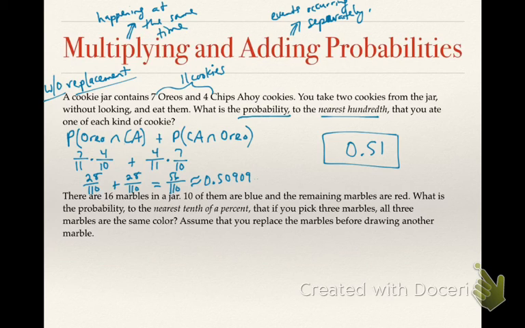Notice it said probability. If it said the percent to the nearest hundredth, then the percent would have been 50.91%. Okay, but that's not how the question was asking. It says probability to the nearest hundredth. Probability is always between 0 and 1.